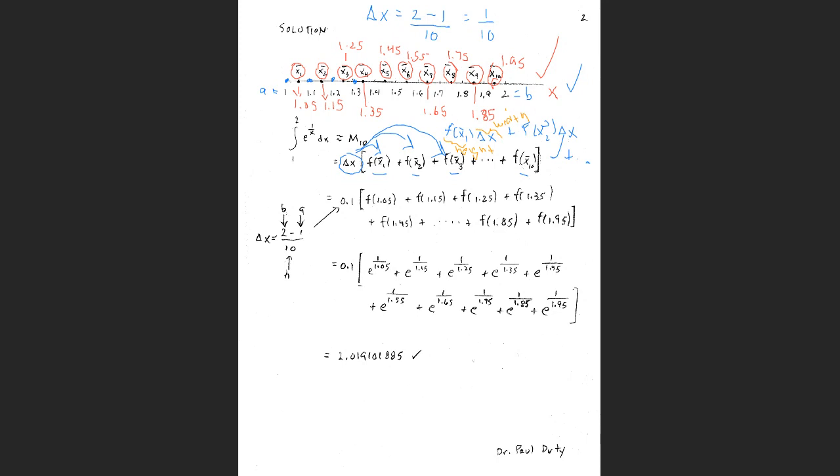Now delta x is 1/10, right? B minus A over n. This is n here, the number of subintervals you're going to use. That's 1/10. And here I'm just writing out the formula. Are there any questions up to here, up to that step?